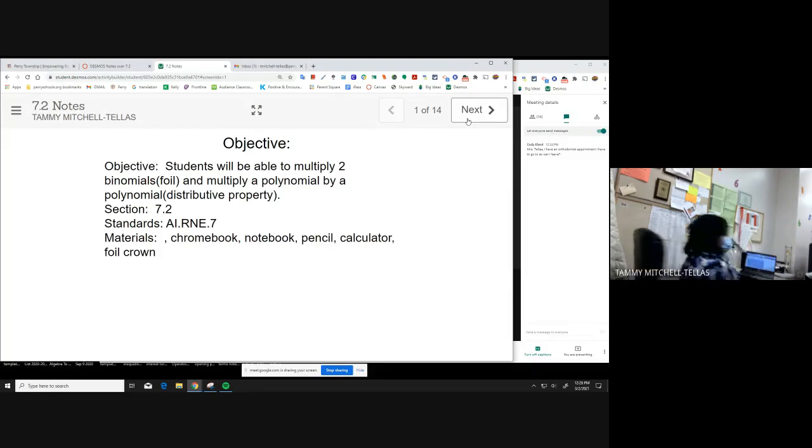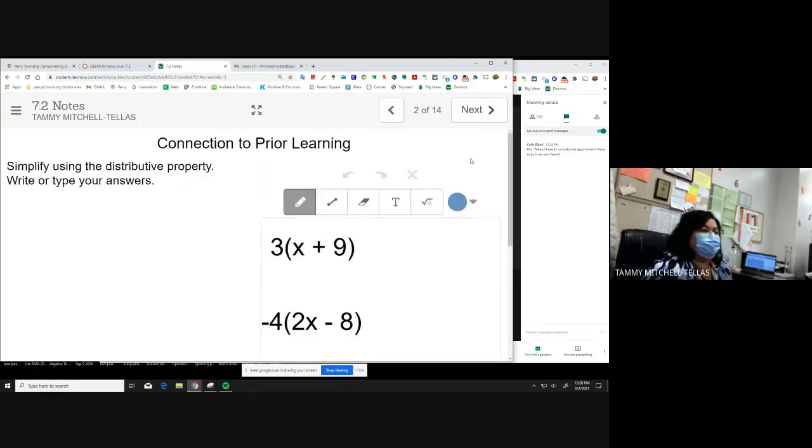Okay. All right, so we're going to multiply two binomials today using FOIL, and we're going to multiply a polynomial by a polynomial using the distributive property. So there's a bunch of multiplying going on today. So you're going to start here.